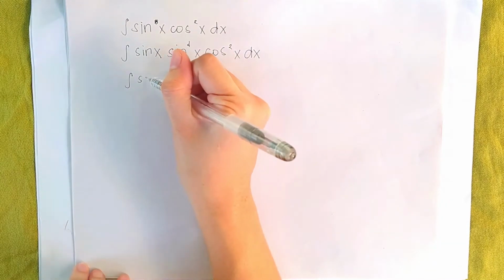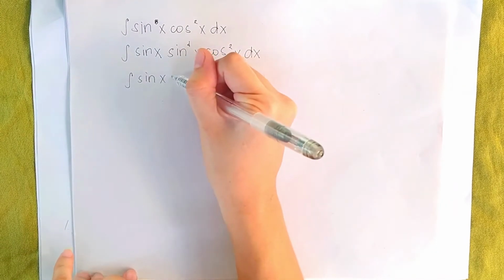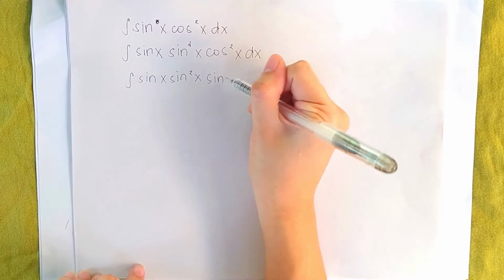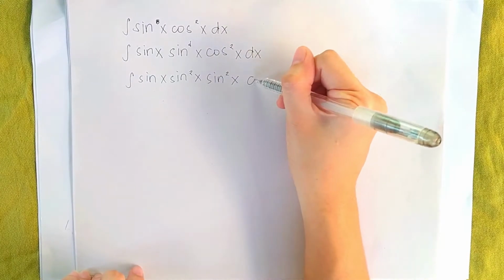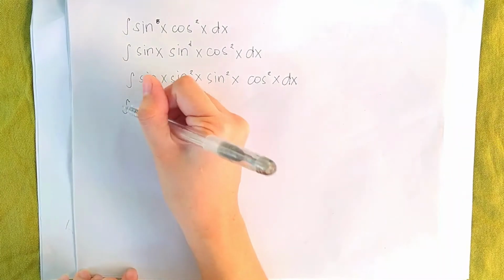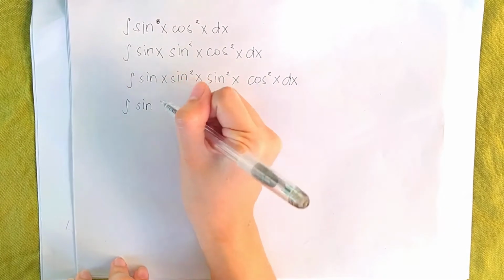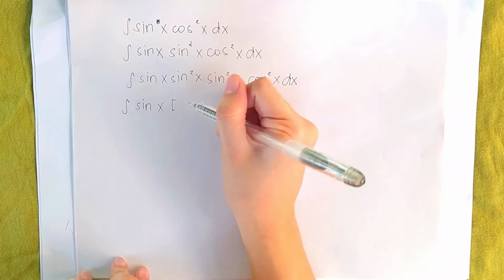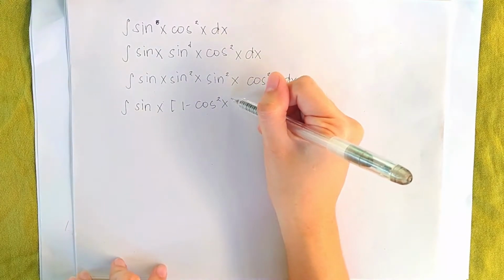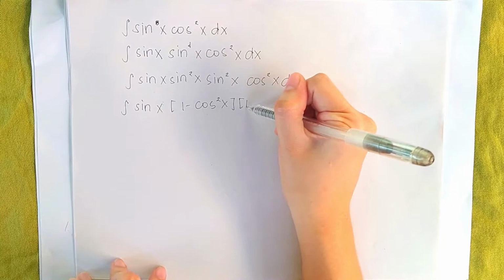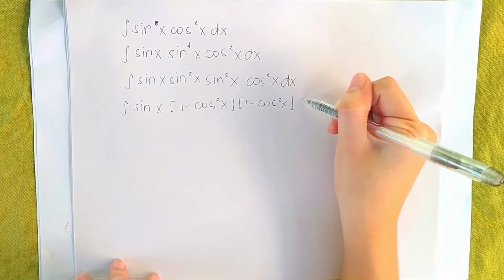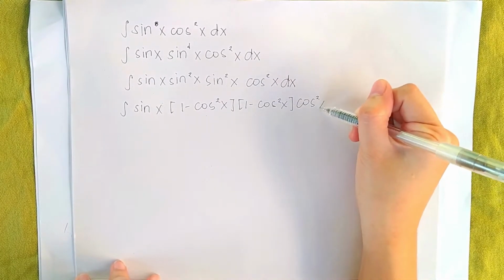So this will be sine x times sine squared x times sine squared x times cosine squared x dx. So now let's substitute both the sine squared x. So this will be 1 minus cosine squared x times 1 minus cosine squared x times cosine squared x dx.